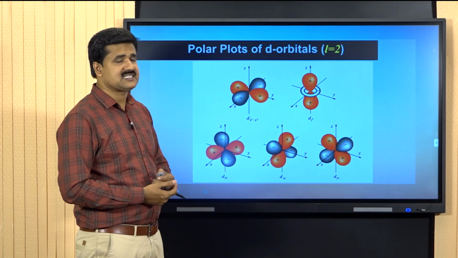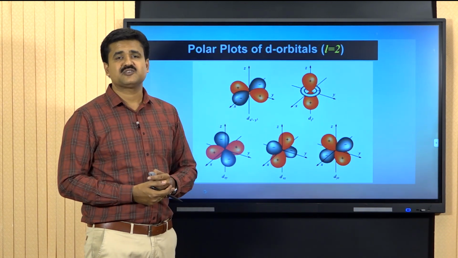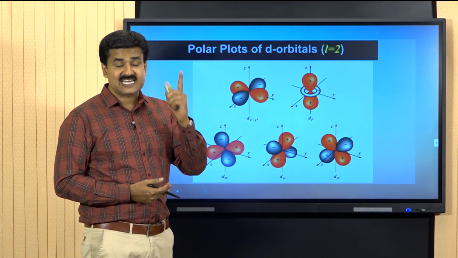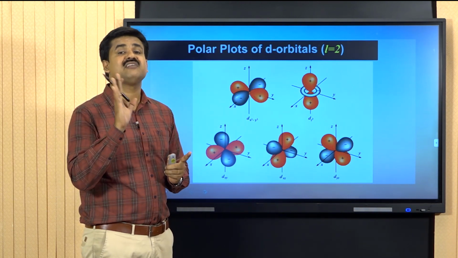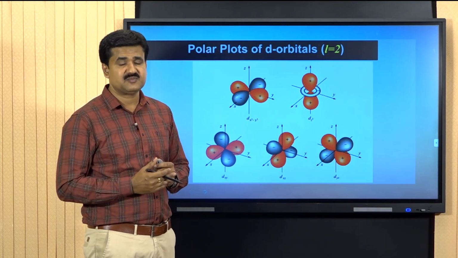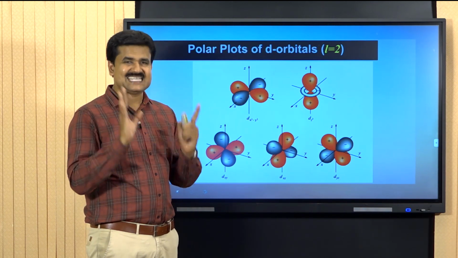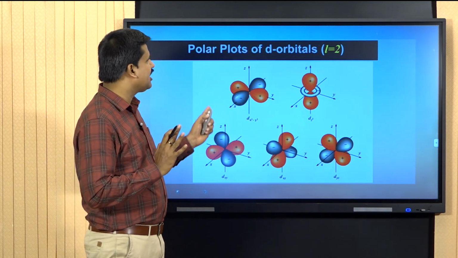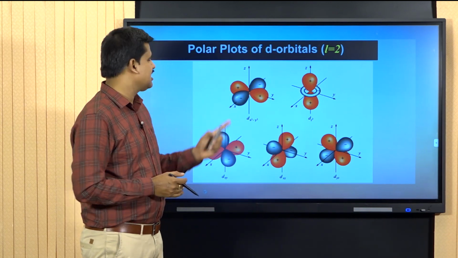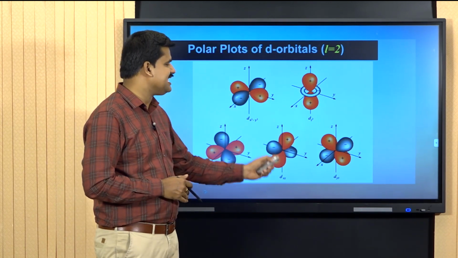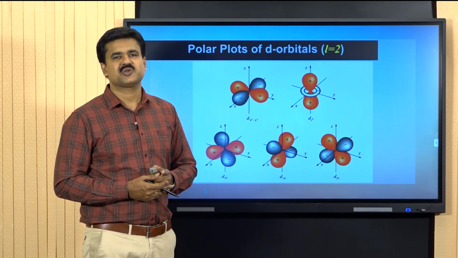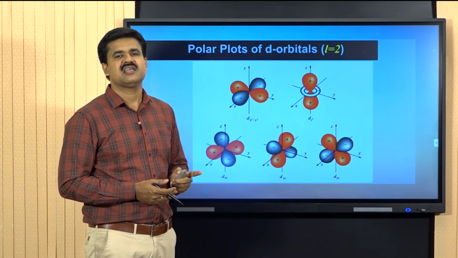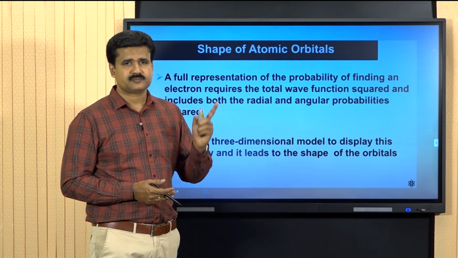The last one represents the arrangement that corresponds to L is equal to 2, or the d subshell. Here there are 5 possible arrangements. So, 5 sketches of the polar plots are shown here, corresponding to dxy, dxz, dyz, dx2-y2 and dz2 orbitals. These are about the polar plots.